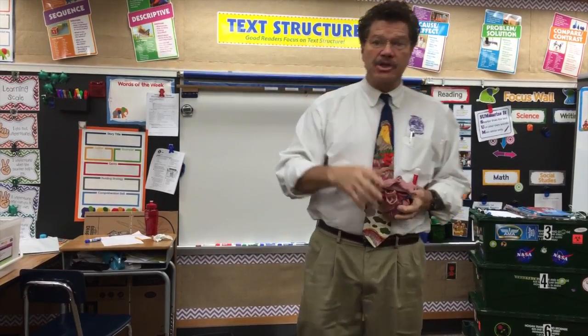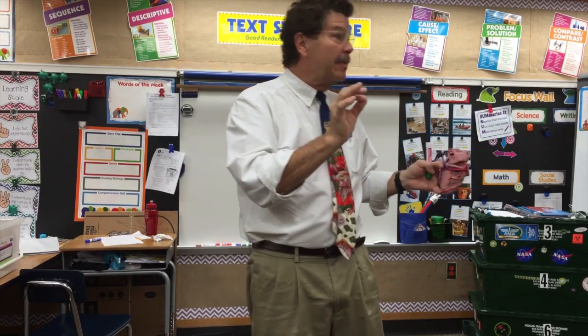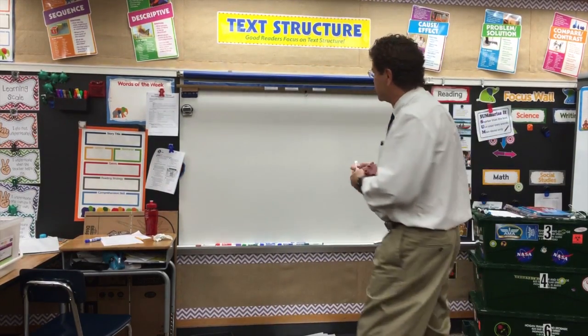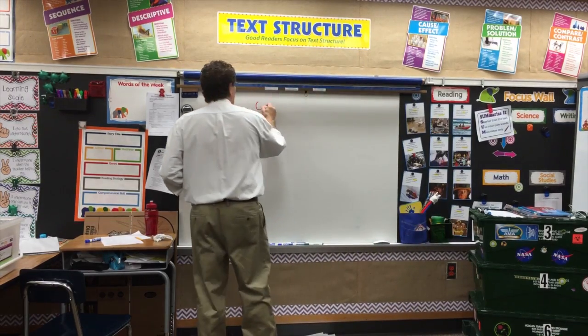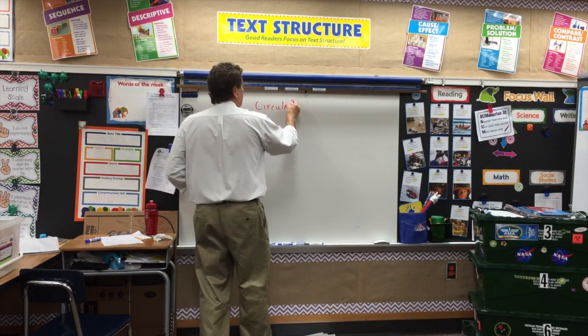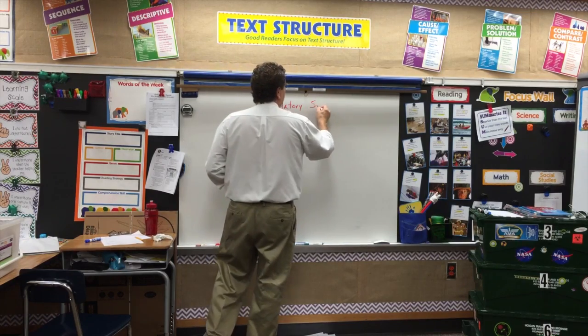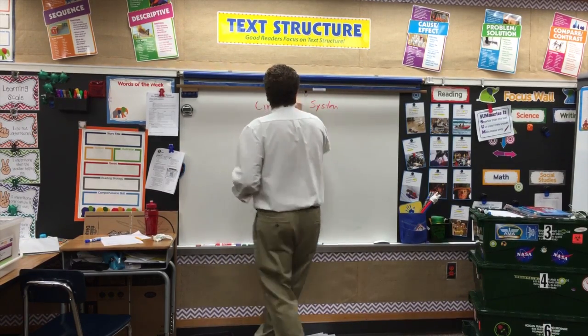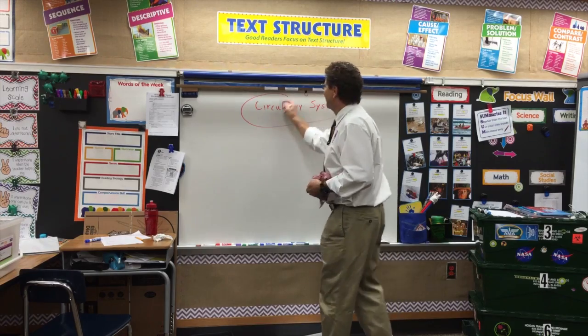In fact, last year we studied electric circuits. Remember electric circuits? The light would only light up when the path went from the battery to the light bulb and back to the battery. So the circulatory system has to make a complete path, okay?